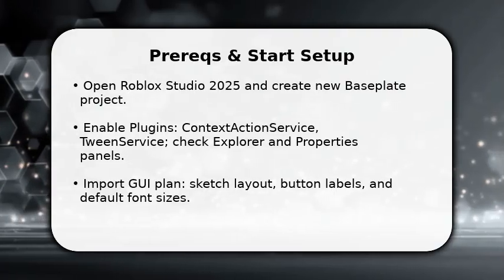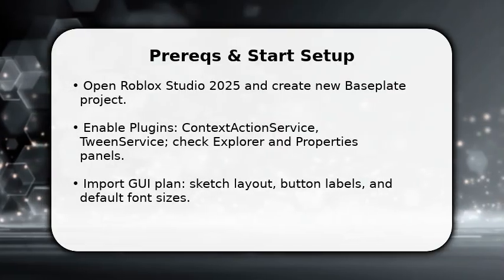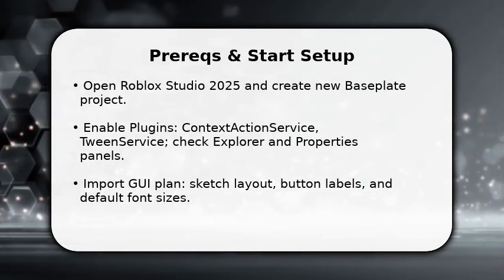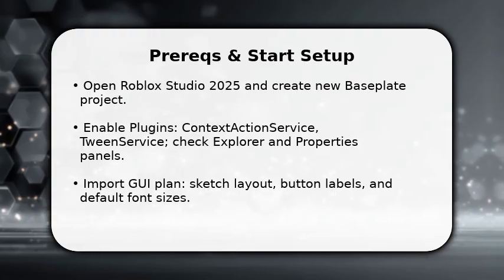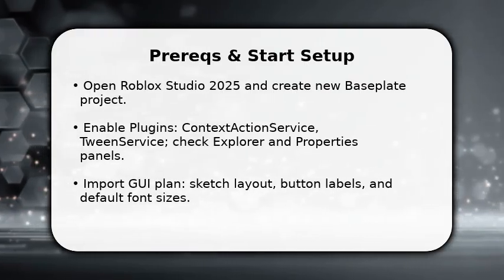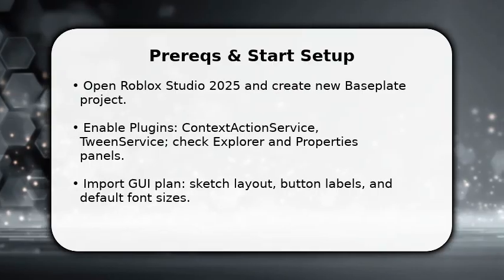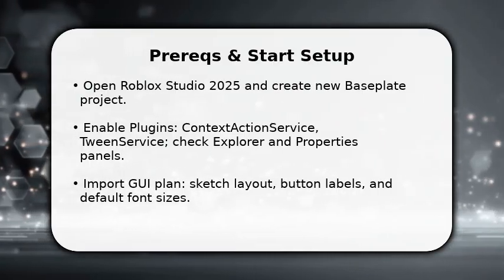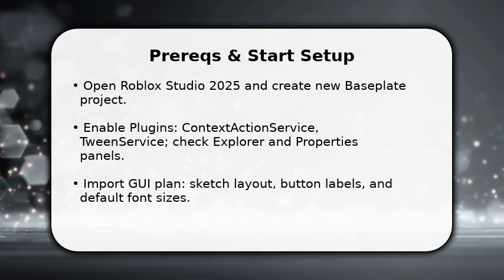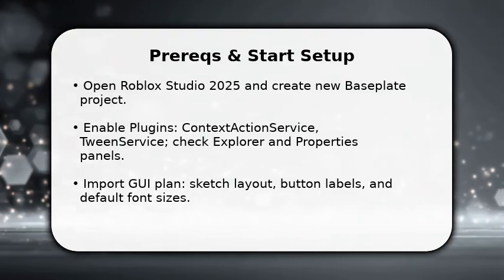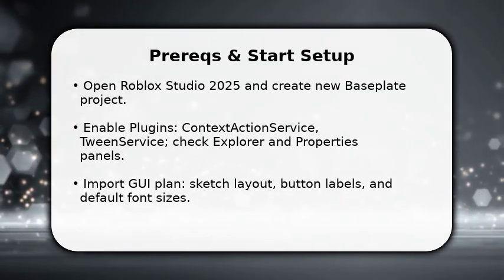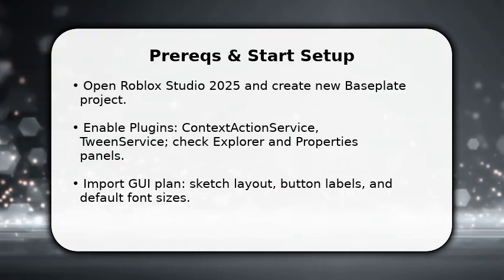You begin by opening Roblox Studio 2025 and loading a baseplate. You need Explorer and Properties visible, enable Context Action Service and Tween Service. Once done, create a screen GUI in Starter GUI and add a frame for the menu background. Make sure to set anchor point and size to fit multiple resolutions. This ensures consistent layout on mobile and desktop.